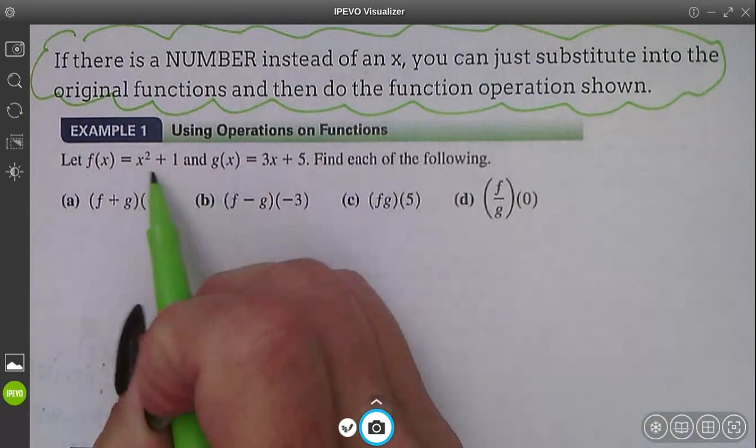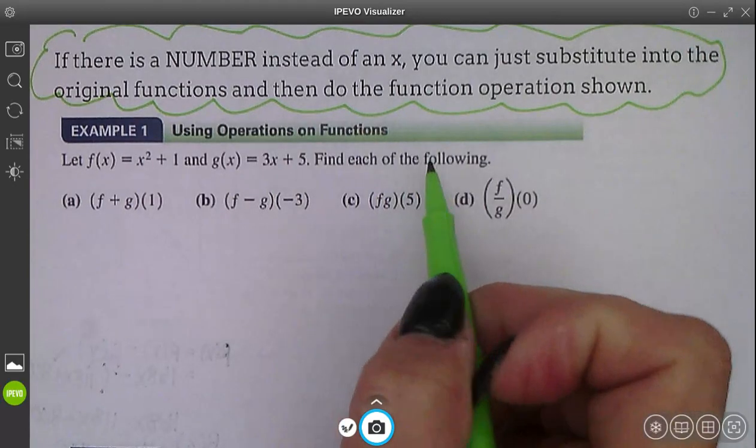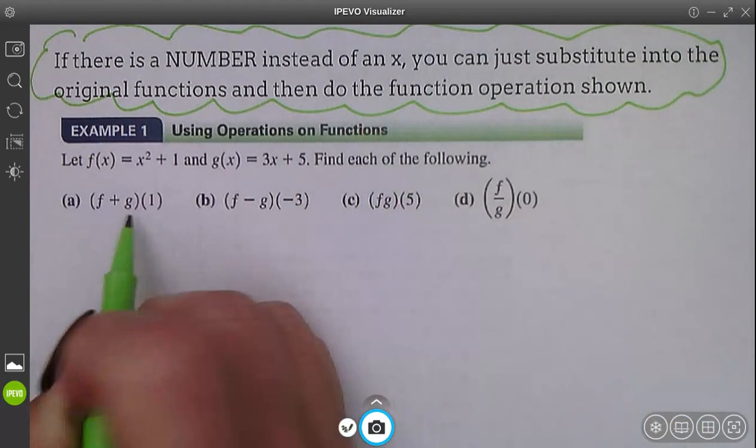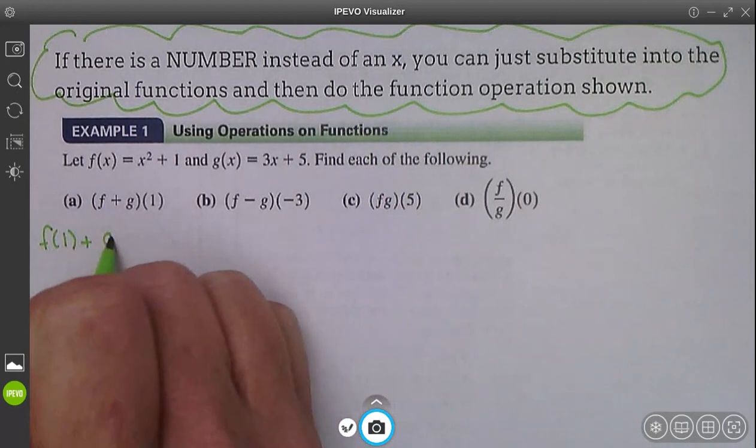So we have f of x, which is x squared plus 1, g of x, which is 3x plus 5, and we're supposed to find each of the following. So when we see f plus g of 1, that means we're going to do f of 1 plus g of 1.